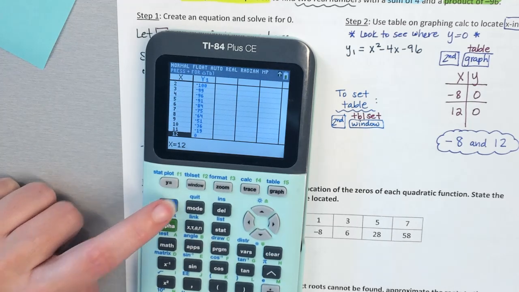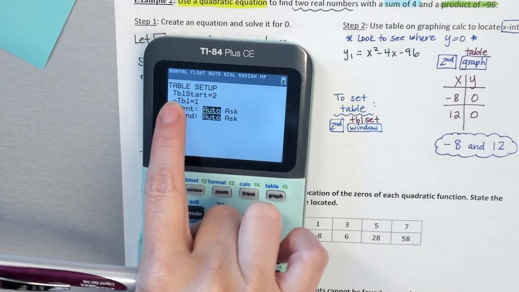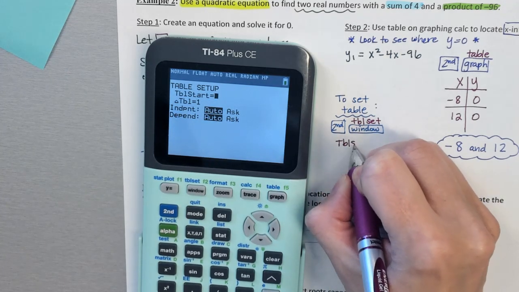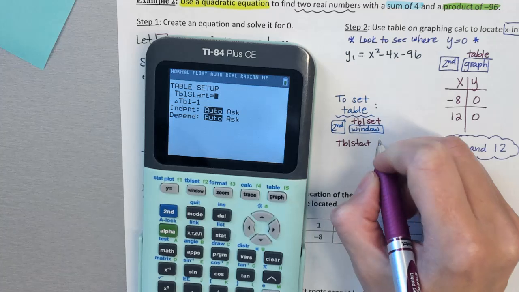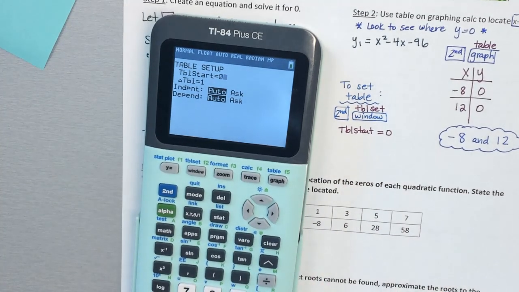So we're going to go to second window, and you can see here it says table setup, TBL start. So a lot of times we want the table to start at 0. That's just a common thing to start at. So if you ever change your table, this is going to be the standard table.